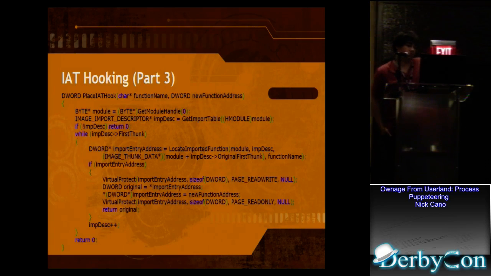And we're just going to do that. Of course, we're going to call VirtualProtect on the memory because it only has read access at this point. We're going to set our original to the one that's already there, then point to our new function address. Then we're going to set the protection back in case anything's watching.